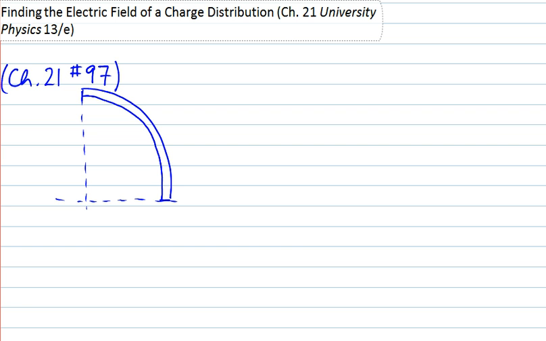So what we have is a quarter circle of charge, and we know that the total charge contained is simply Q, and what we want to do is find the magnitude of the electric field in the x and y directions at the point P, or the origin in my diagram.